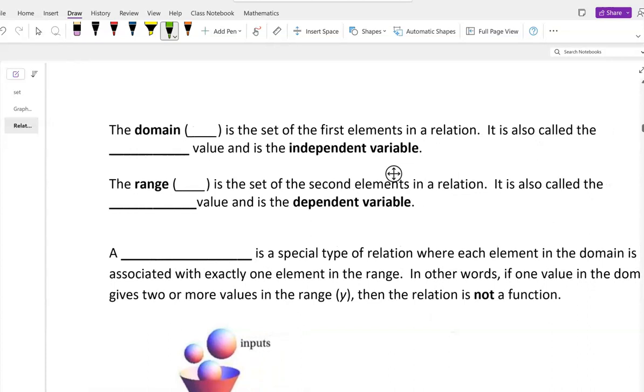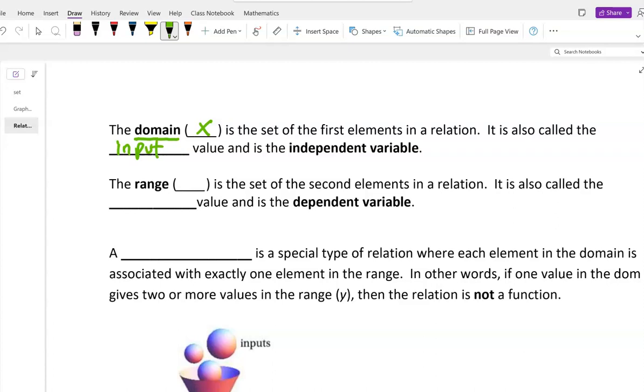The domain, new word for you. Okay, we're going to say this is the X value. It's the set of the first elements in the relation. It is also called the input value. Okay, so the idea that we're putting something into the function, that's the X value.